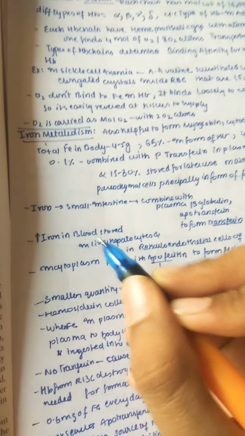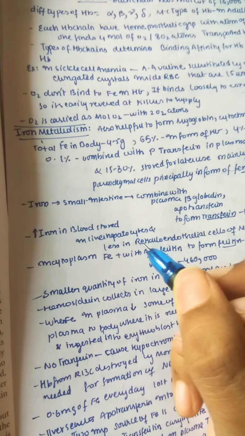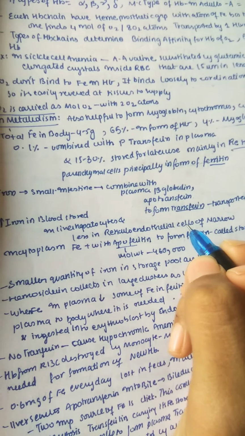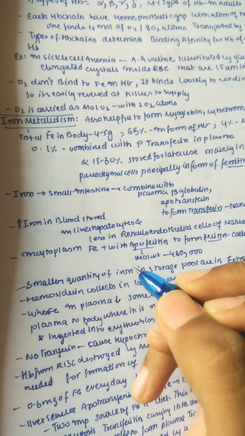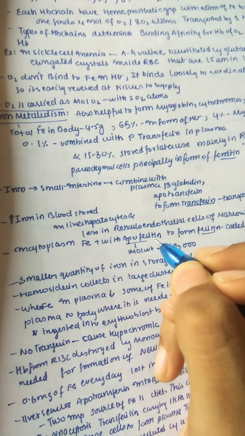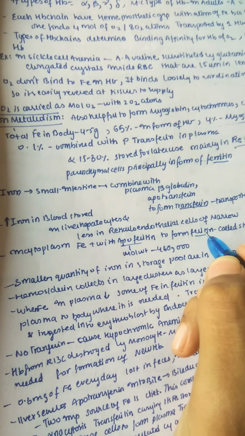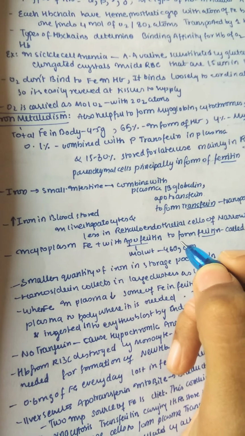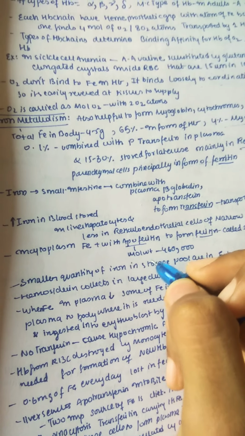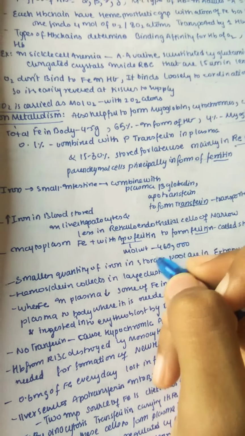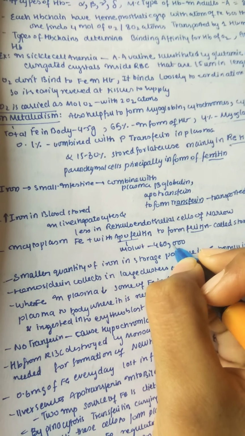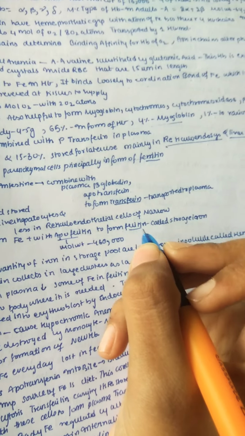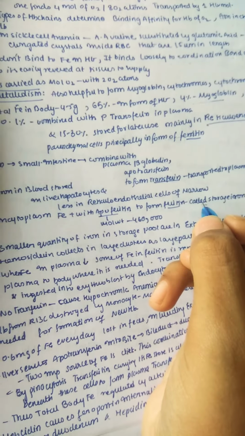If there is increased iron in the blood, then it is stored in the liver hepatocytes, and a smaller part in the reticuloendothelial cells of our bone marrow. In the cytoplasm, the ferrum is combined with apoferritin to form ferritin. So what is this apoferritin? It is a protein with a molecular weight of about 460,000, and it combines with iron to form ferritin. This ferritin is called the storage iron in the tissues mainly.